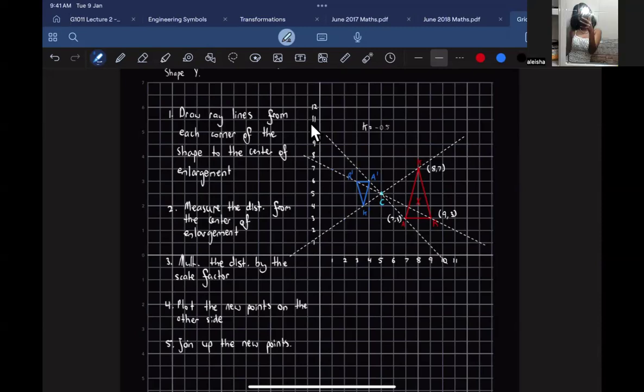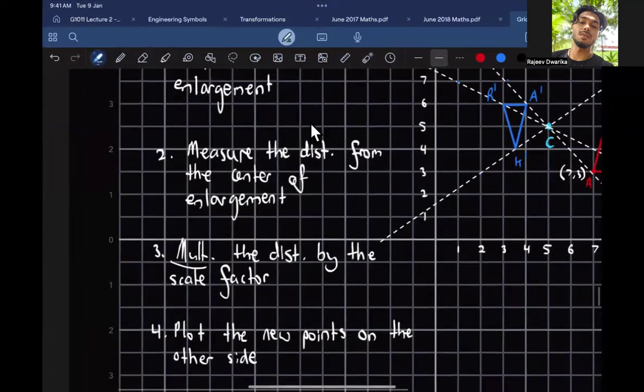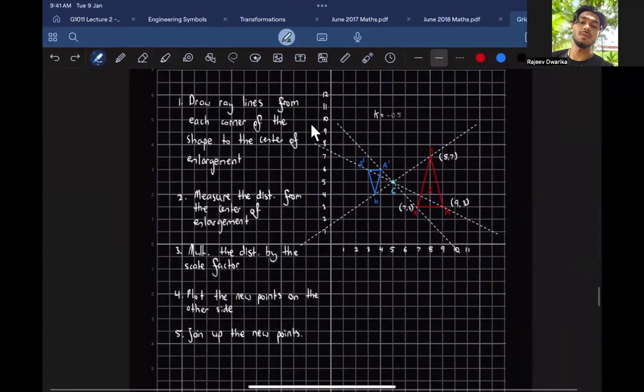It would be... I divided. I'm not sure what to do here. I wrote something wrong here. It's not divide, it's multiply. So you multiply the distance by the scale factor. So if you had divide, change it fast. So we multiply the distance.